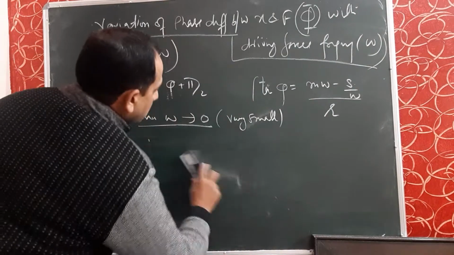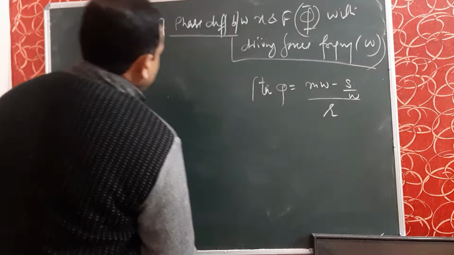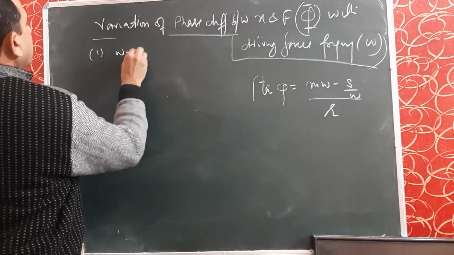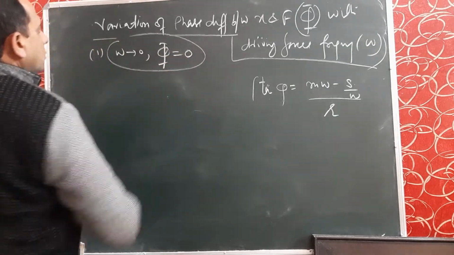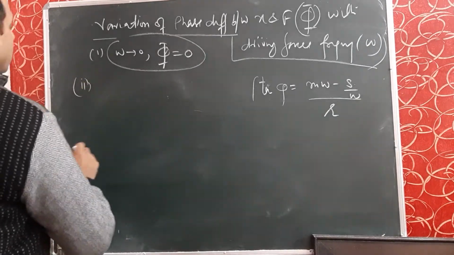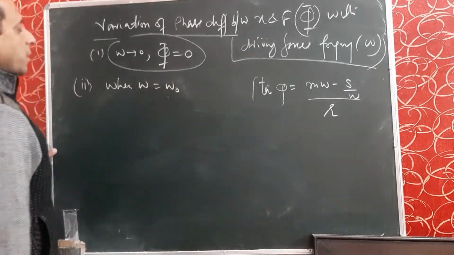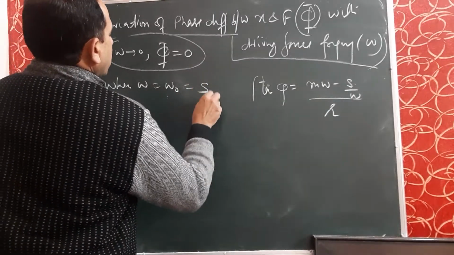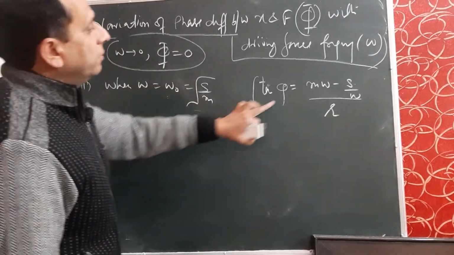So, this is the first value or first coordinate which we have obtained. In the first case, omega tends to 0, capital Phi is equal to 0. This is the first value for the graph. Now, we will find the second value, when omega is at resonance, omega naught, and the resonance value is under root s by m. You know that this is the natural frequency or resonance frequency. So, put the value of omega as under root s by m here.